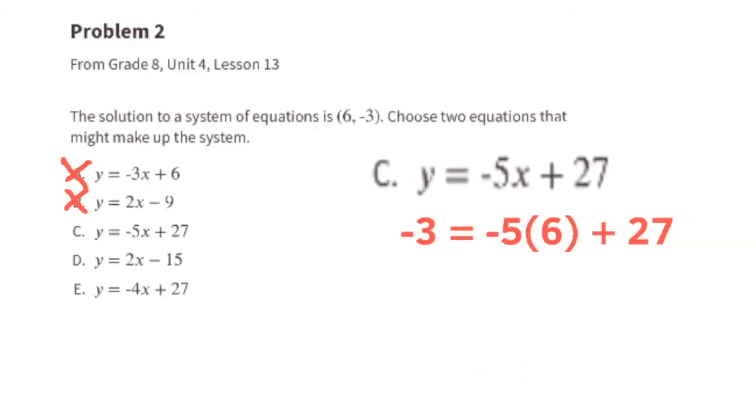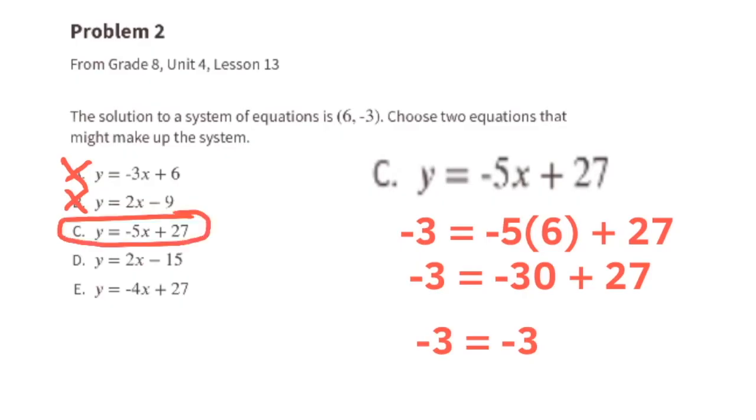Let's substitute the x with a 6 and substitute the y with a -3. Now the equation reads -3 equals -30 plus 27, and -30 plus 27 equals -3. -3 does equal -3, so C might make up the system.